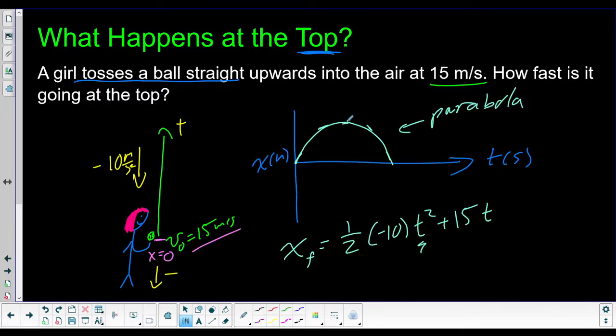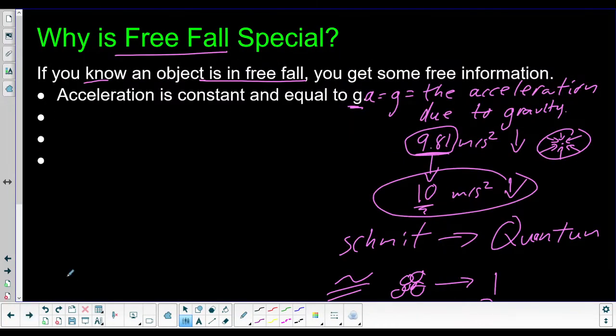Okay, so at the top of my position, when I'm at the max height, what happens to my velocity? Velocity equals 0 at max height. Okay, so that is one of the free pieces of information that we get that we should add to this list. That's a very important fact that you want to remember for the rest of your life.